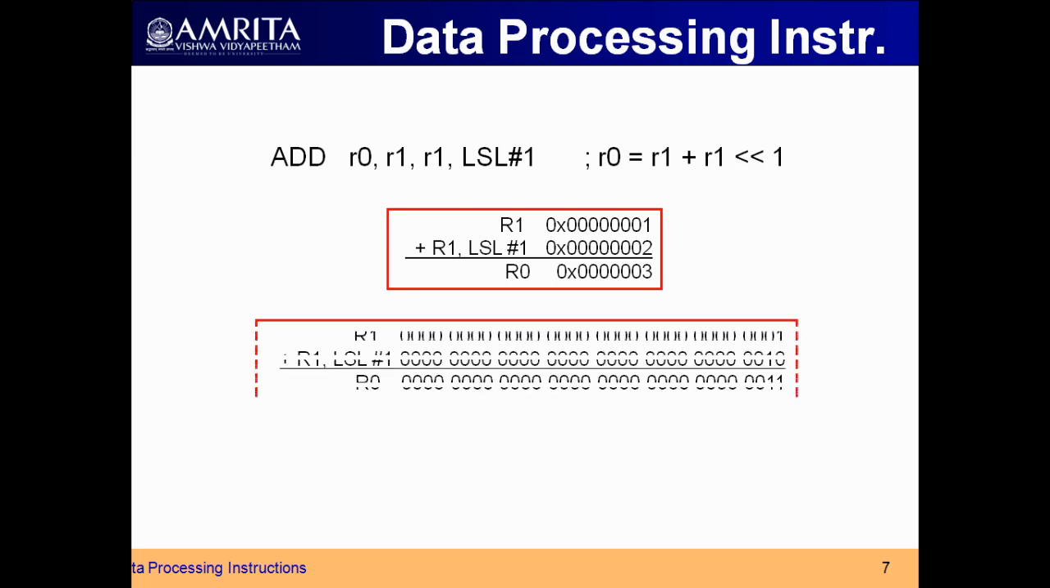So this is a binary representation. 0001 is present in R1. When you are left shifting R1 by 1, you will be getting 0002. That means this 1 has been moved to the next binary position. So you will be getting 02 instead of 01. Now you are going to add R1 and the shifted value of R1. So 1 and 2 when you are adding you will be getting 3. Right. So now we are going to see this operation in Keil IDE.